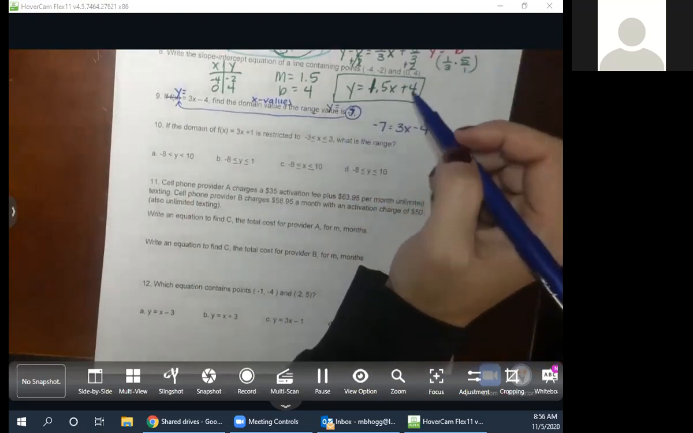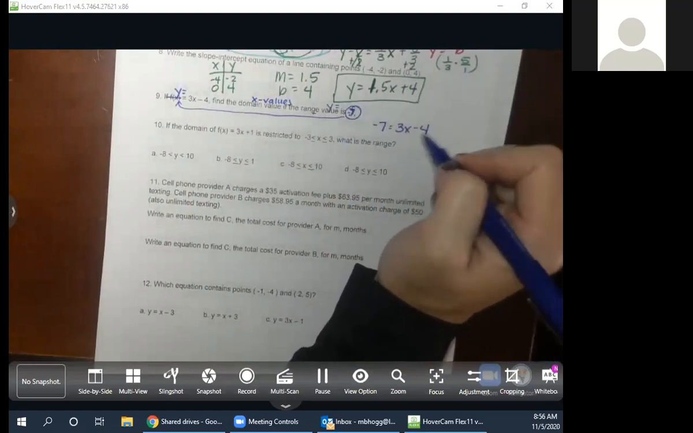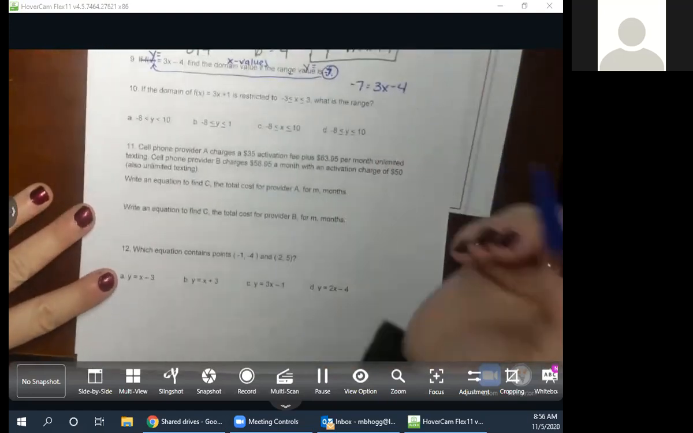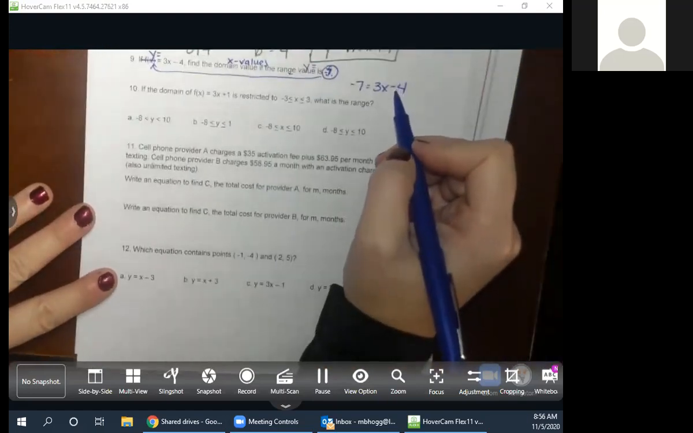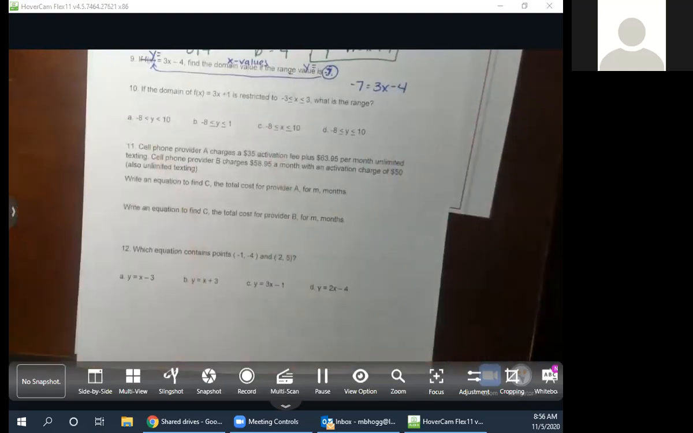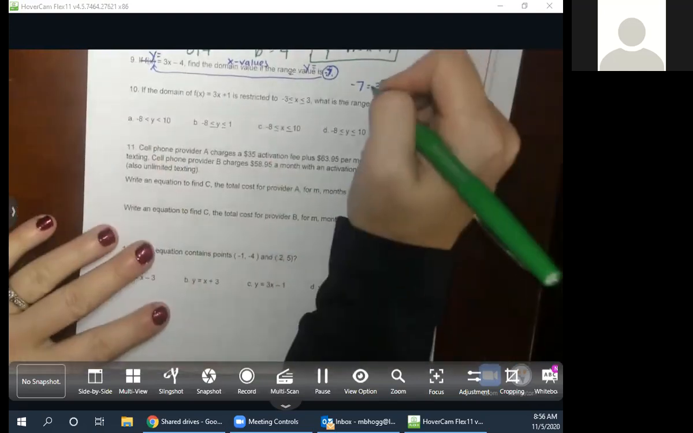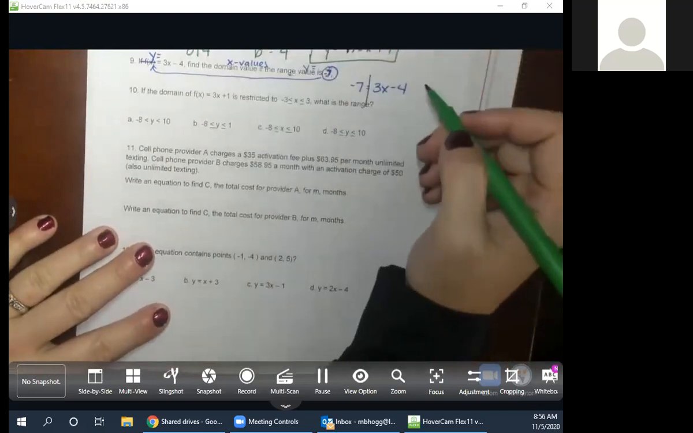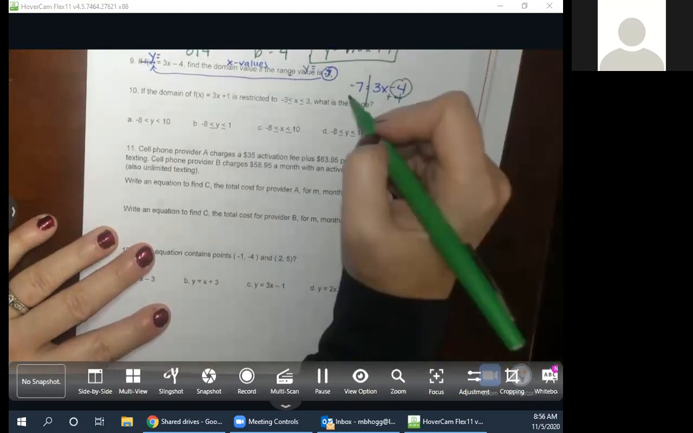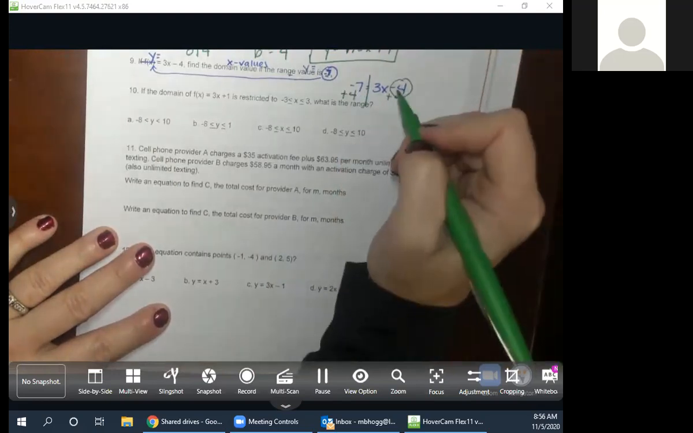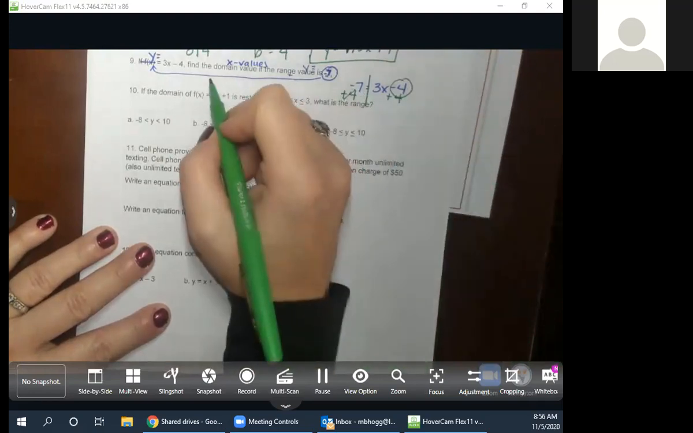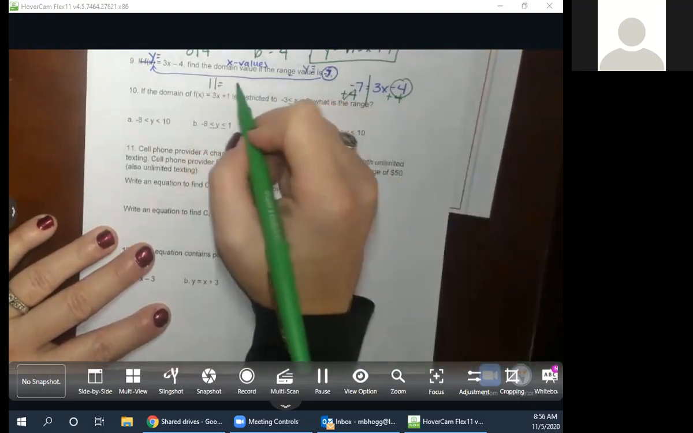And it says find the domain, so we have to solve for x. We got to get x by itself. How can we get this x by itself? What do we need to move first? This is a little backwards because we're working from this side over. Yeah, this -4. We're going to add 4 to both sides. Okay, and that's going to give us 11 equals 3x.